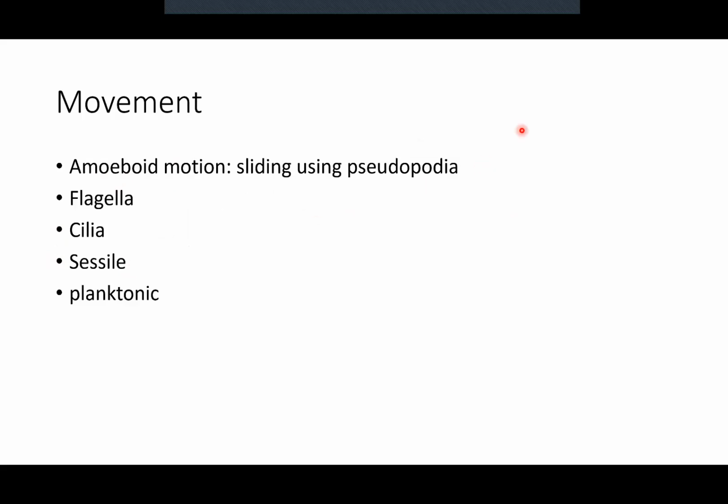Protists are diverse in their movement as well. We talked about amoeboid motion, which is sliding using pseudopodia. They can have one or more flagella, many cilia. They can be sessile, which means that they don't move, or they can be planktonic, which means that they're just floating in water or the ocean.